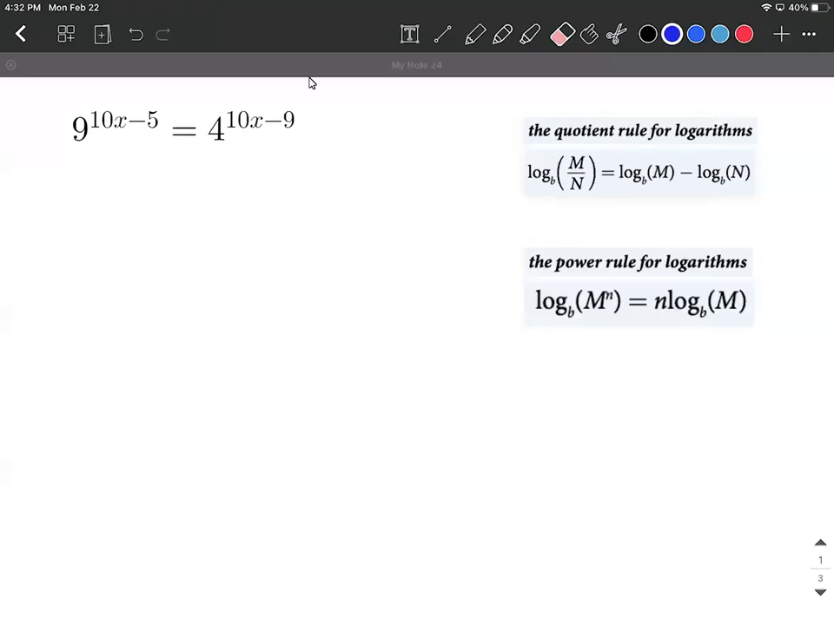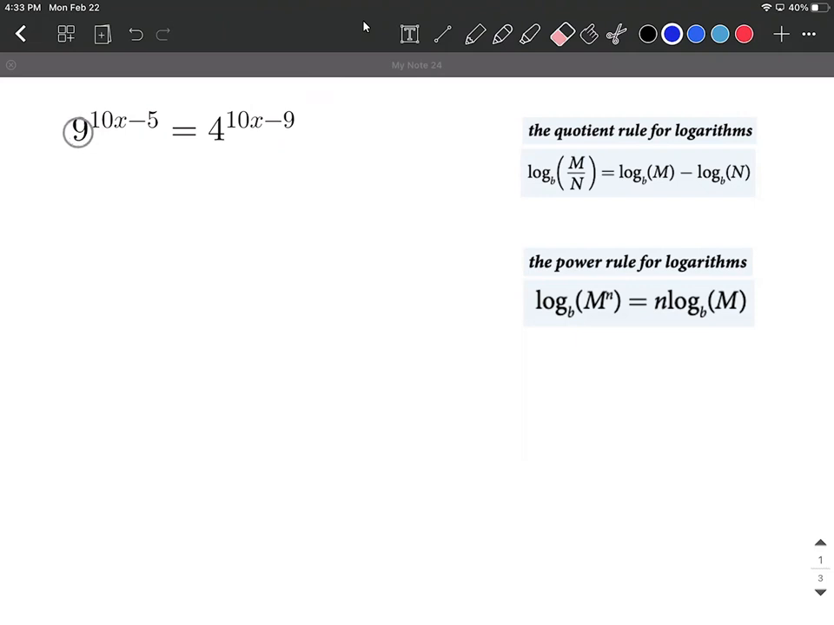Okay, this is a doozy of a problem. We're going to be solving an exponential equation, and it's exponential because our variables are up in the exponent. Now, we have to take a little bit different direction on this than we may in other situations. We can't use the one-to-one property of exponential functions because we're not going to be able to rewrite our bases so they're the exact same.